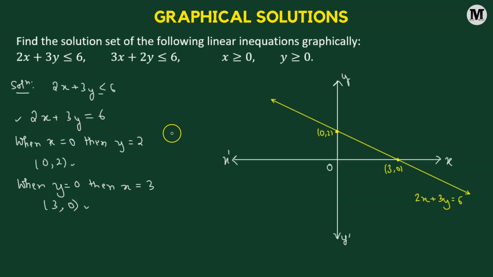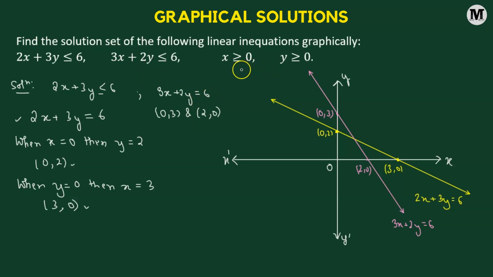Similarly, we can consider the next inequality 3x plus 2y greater than or equals to 6, and we can also convert it to an equation. All we have to do is replace the inequality symbol with an equality symbol. So for this, we're going to get 2 points. One is going to be (0, 3), and the other point is going to be (2, 0). So let's plot these 2 points on the same xy plane and join them to get the graph of 3x plus 2y equals to 6.